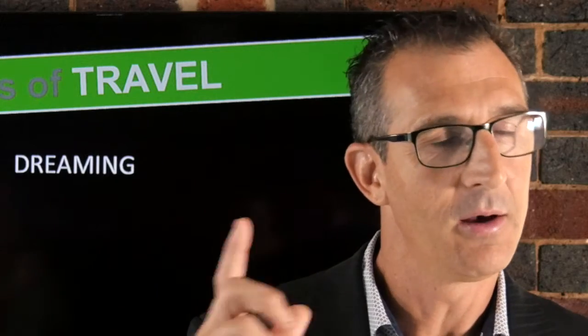Basically, the 5 stages of travel are, first one is dreaming. So that's the point when you're going, hey, we should go on a trip. In a corporate environment, it's probably not so dreamy. It's more of, I've got to go on a trip. But it's all about those thoughts and the actions that come with when you're at that dreaming stage.